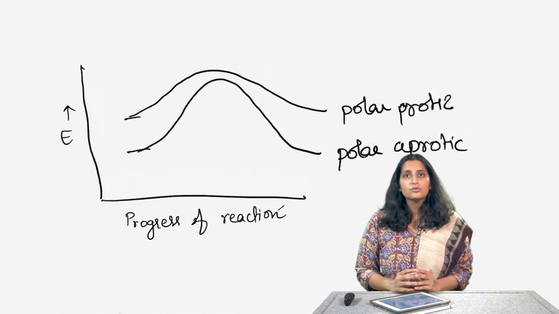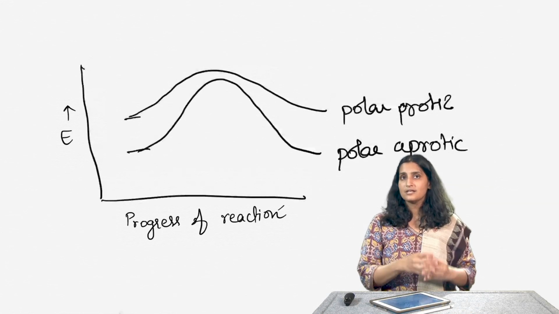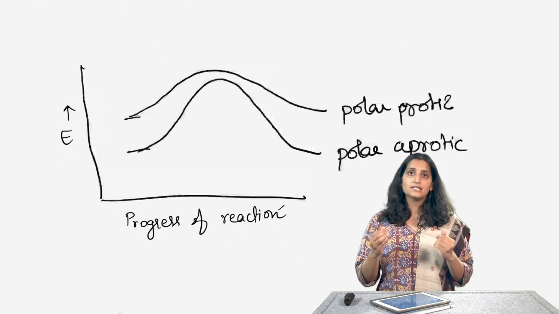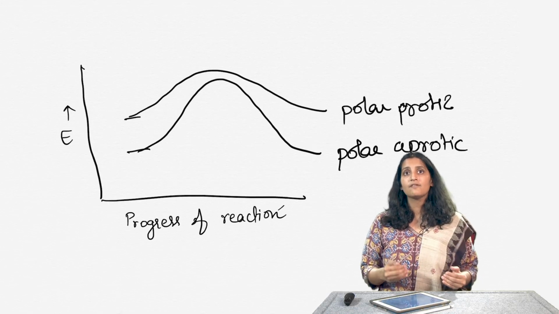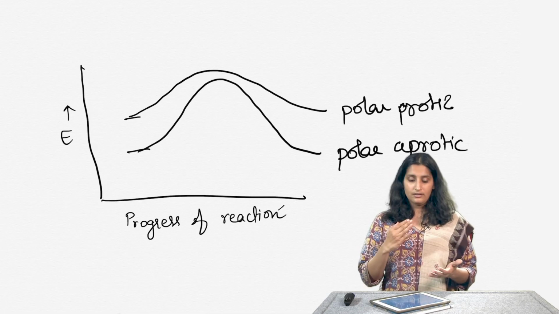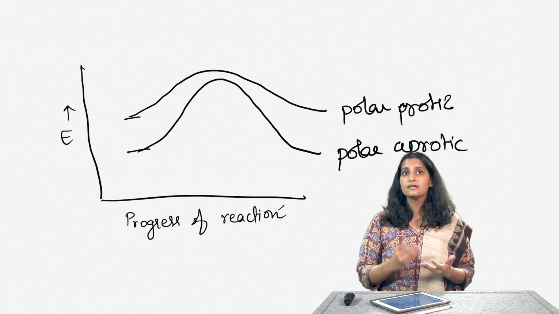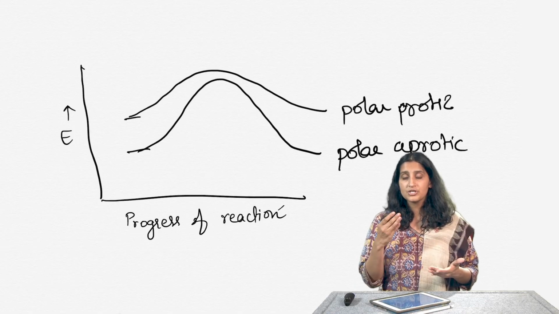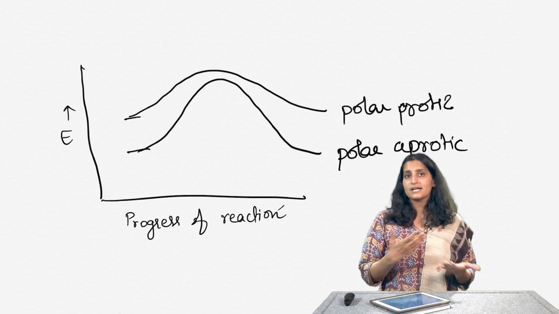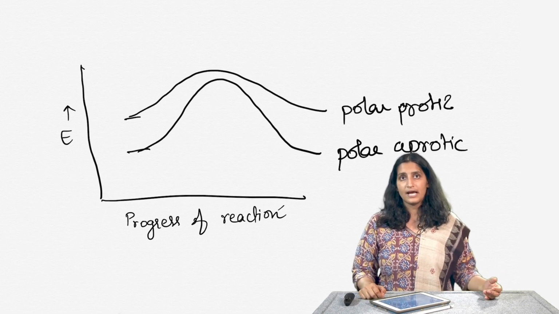So far we have looked at SN1 reactions, we have looked at SN2 reactions, we have summarized the kind of conditions that are required for the reaction to happen. We have looked at the stereochemistry of the reaction, the mechanism of the reaction, we have looked at arrow pushing, and we have also looked at the various conditions which favor or disfavor the reaction.